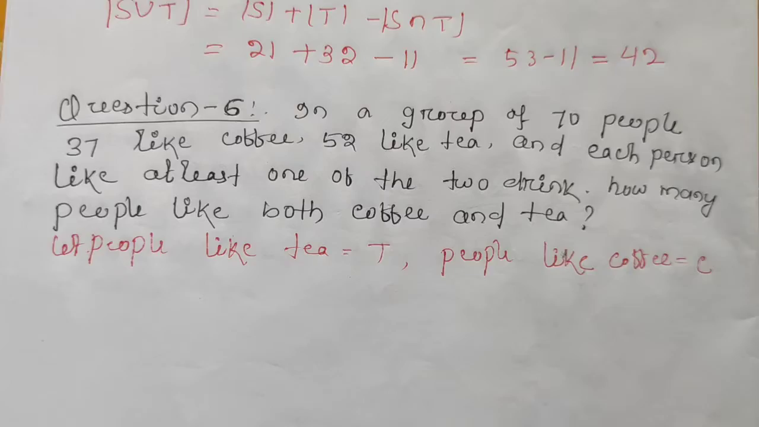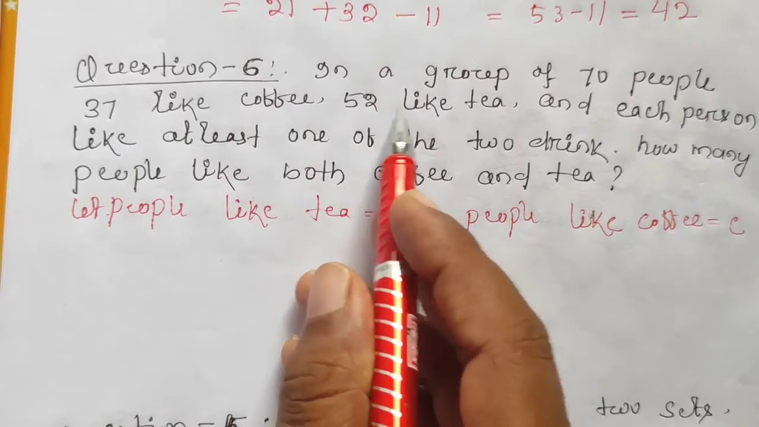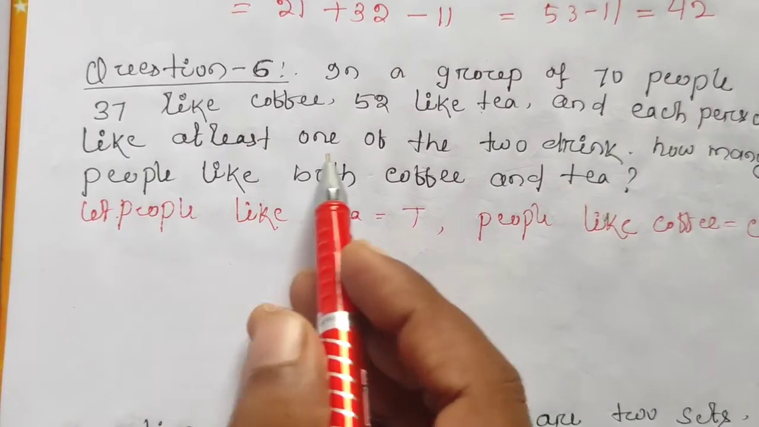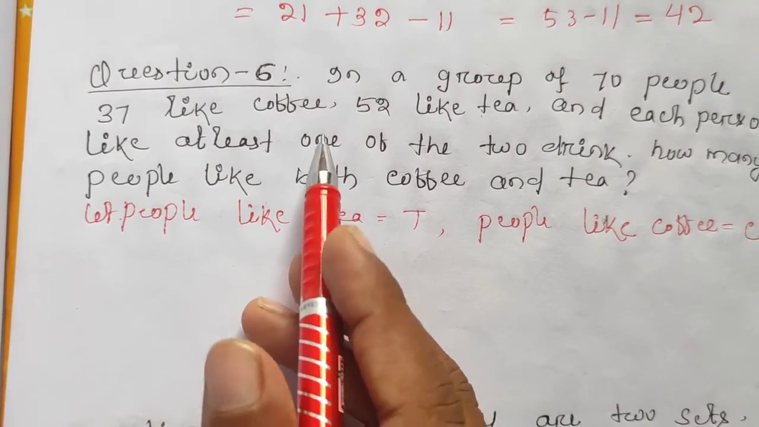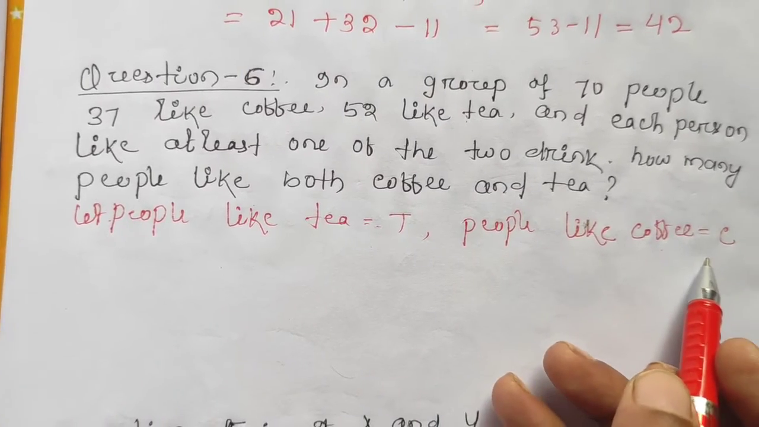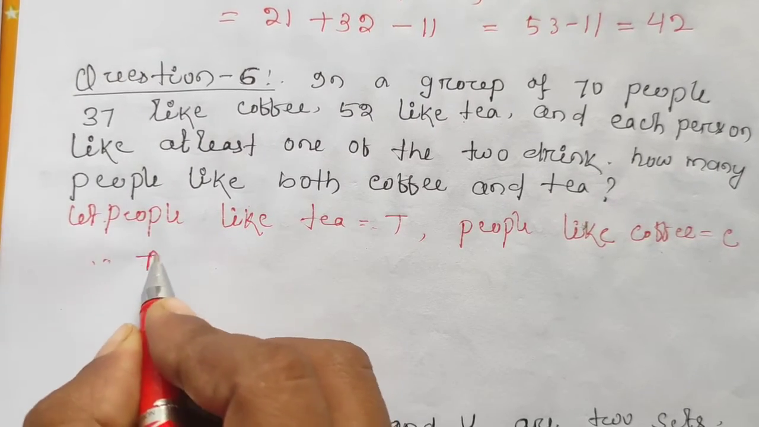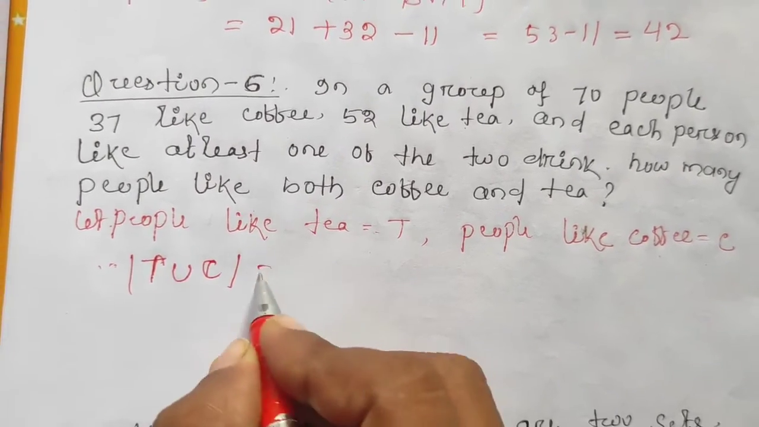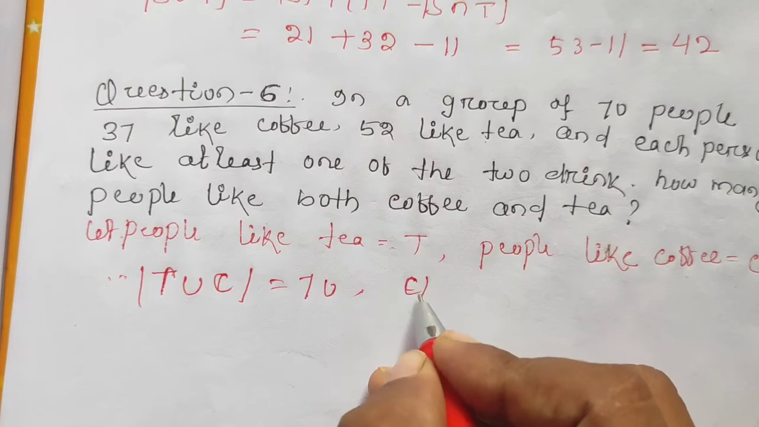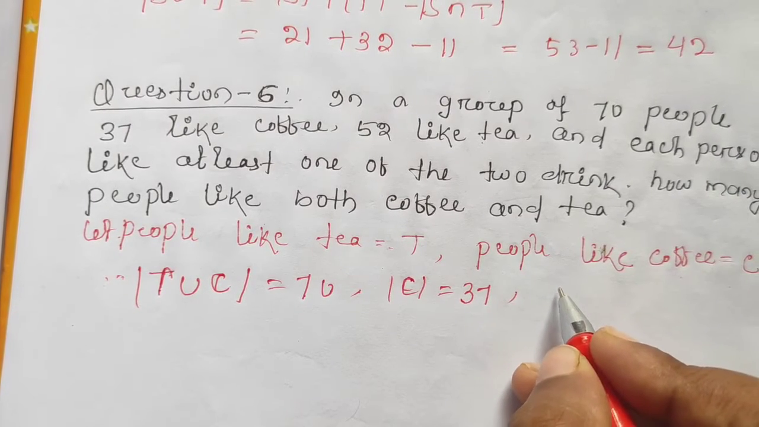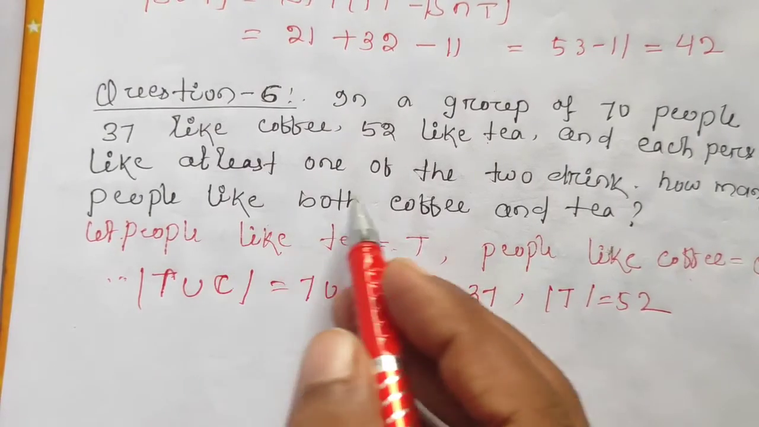Next question. In a group of 70 people, 37 like coffee, 52 like tea, and each person likes at least one of the two drinks. How many people like both coffee and tea? Let the set of people who like tea be T, and the set of people who like coffee be C. This implies that in a group of 70 people means T union C mod is equal to 70. 37 like coffee means C mod is equal to 37. 52 like tea, T mod is equal to 52. And each person likes at least one of the two drinks.